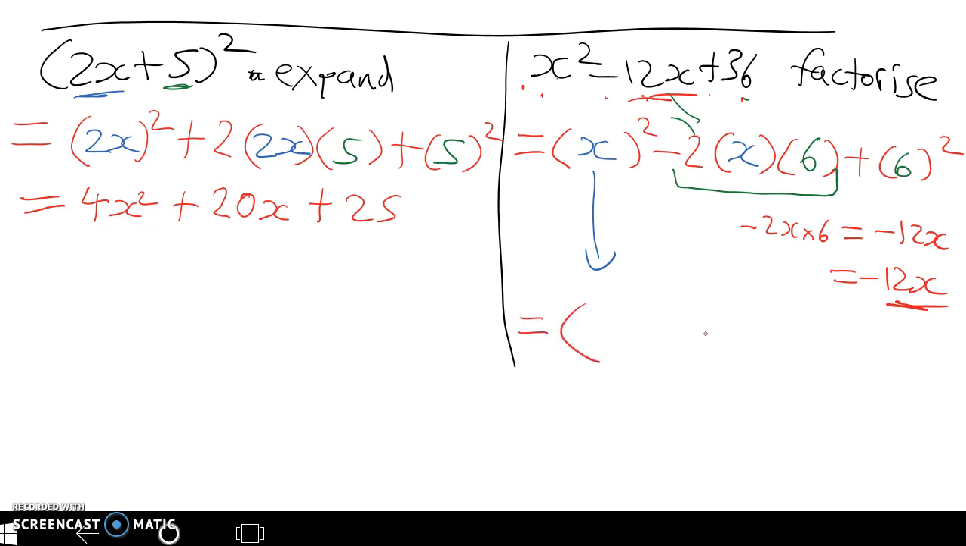So we can jump straight to the final answer, where we have x in the first position and 6 in the second position, with a minus between them, all squared. And that is the final answer.